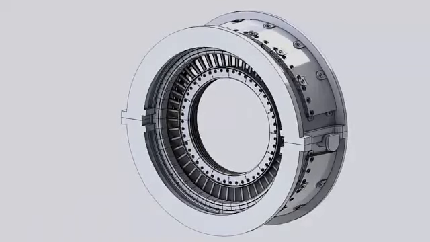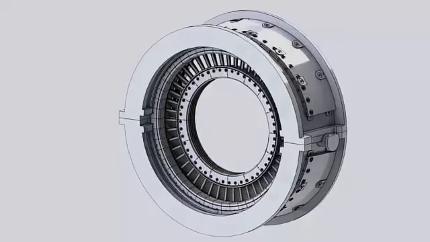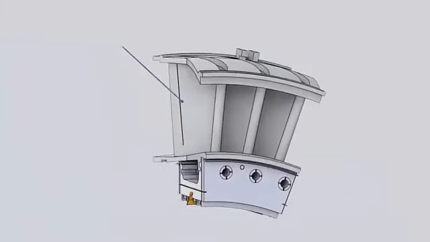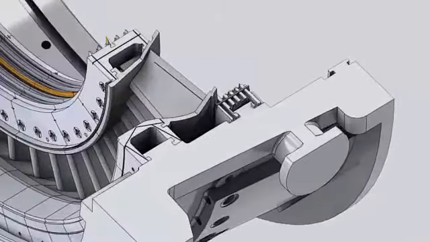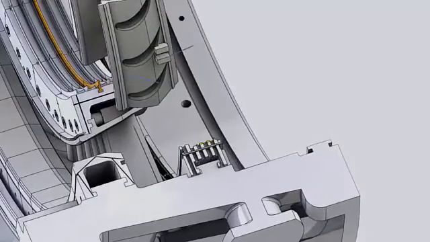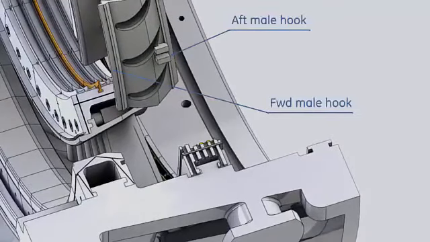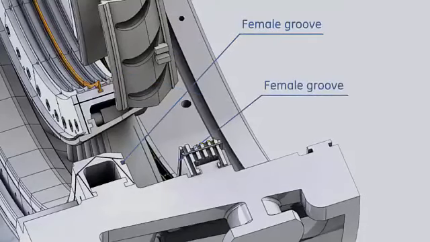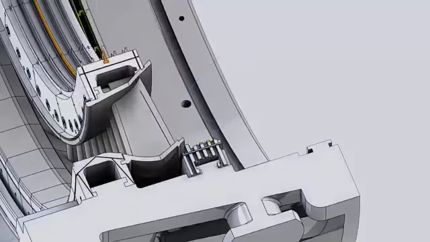Hot gases leaving the first stage rotating buckets are expanded again and directed to the second stage rotating buckets by the second stage nozzle. The second stage nozzle set consists of 16 segments. Each segment contains 3 airfoil partitions. The nozzle segments are assembled by fitting the male hooks on the forward and aft sides of the outer sidewall into the female groove on the aft side of the first stage shroud and on the groove on the forward side of the second stage shroud. Seals are installed between the segments to minimize leakage.